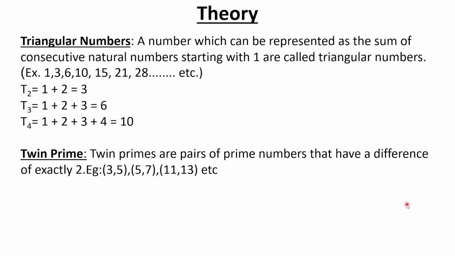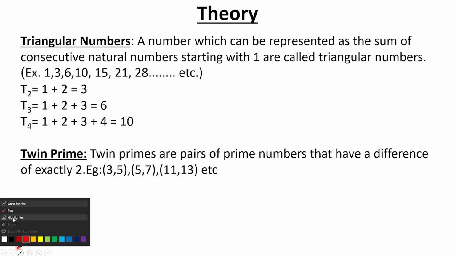So let us continue from where we left off in our previous lesson. In the previous chapter, I guess we learned some definitions. Today, let us wrap up this theory part with this last definition, that is twin prime. What is a twin prime? Twin primes are pairs of prime numbers that have a difference of exactly 2. Examples: 3 and 5, 5 and 7, 11 and 13, etc. Let me show you.